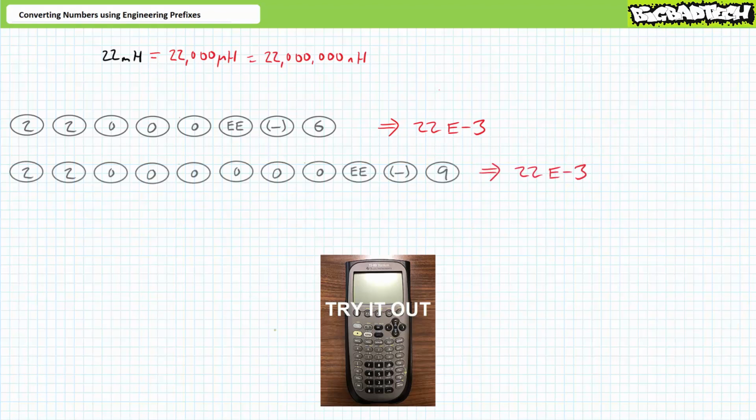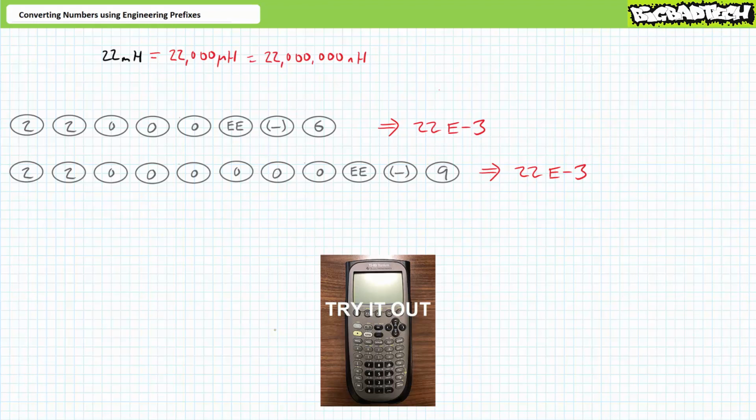Similarly, enter 22 million nanohenries as 22,000 EE negative 9 and press enter. The TI-89 again immediately places it in proper engineering format as 22e negative 3 or 22 millihenries, again demonstrating 22 million nanohenries is indeed equivalent to 22 millihenries.